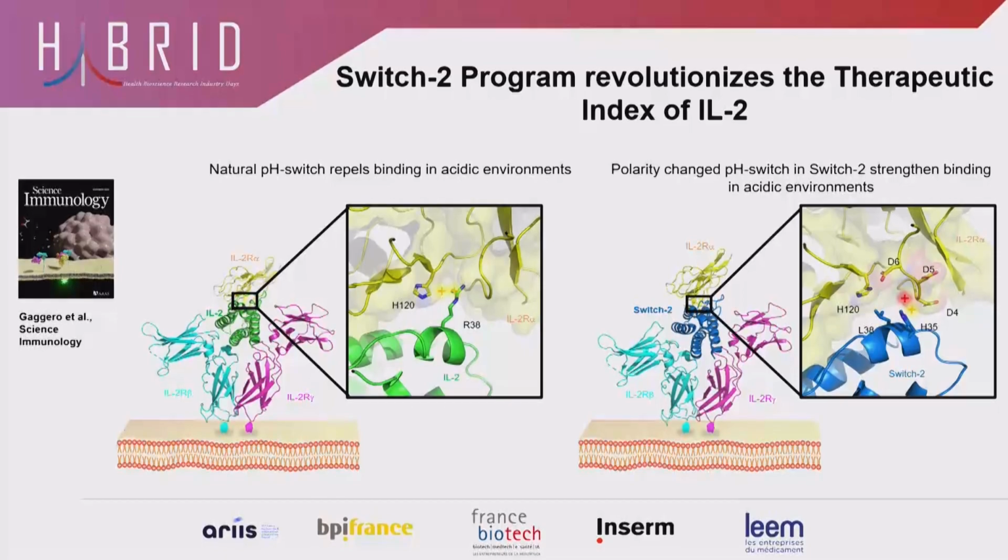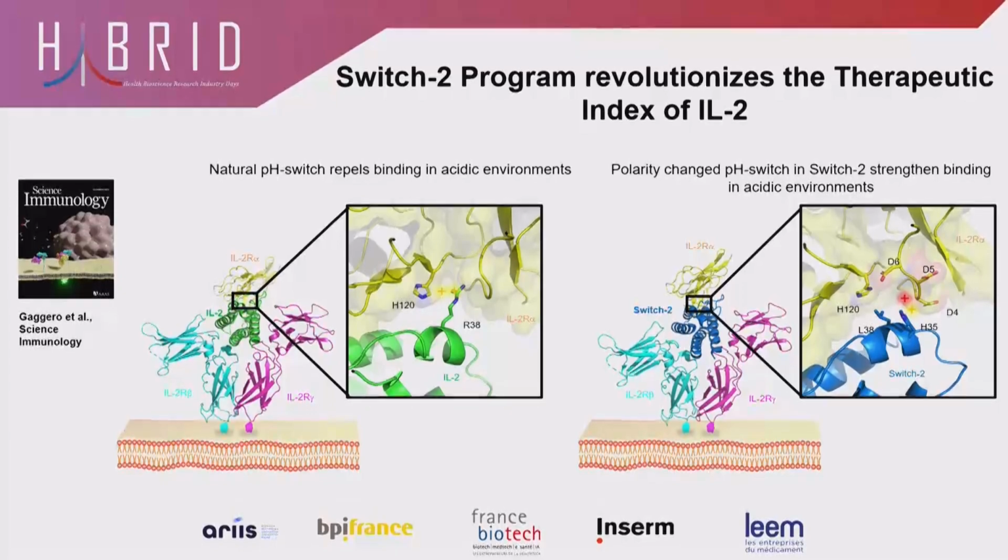Shown here is the crystal structure of normal IL-2, and you can see the salt bridge interaction. Again, this histidine is there. It gets protonated, and it has a repulsion. In our Switch2, we identified an additional, different histidine, H35. So now this gets protonated and can interact with the aspartic acid. So there is this positive-negative interaction that enables Switch2 to be active in the acidic environment.